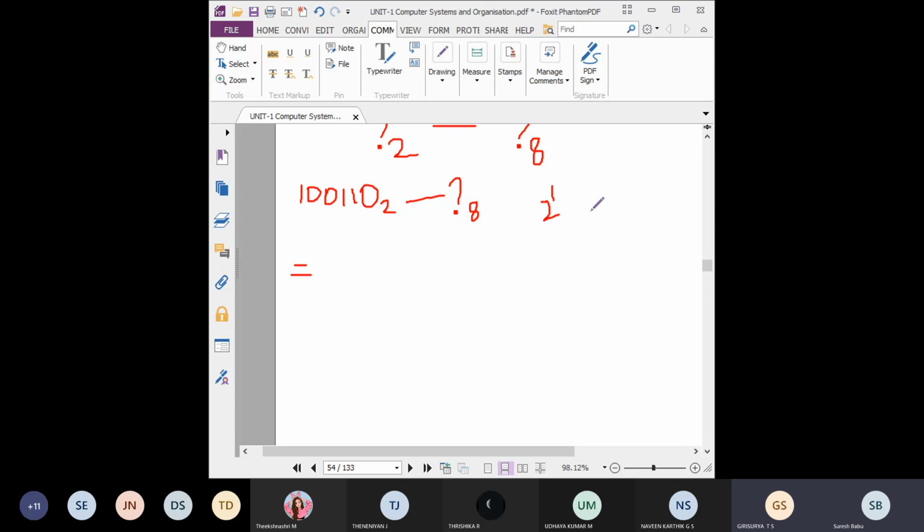But 8 means base 2. 2 power 1 means base 2. Then if you need 8, what is the power value of 2? Students, 2 power x means 8. Tell me, what is the x? Sir, 2 power 3. 2 power 3 is 8. So why I am saying this: now you have to split this question into 3-digit numbers.